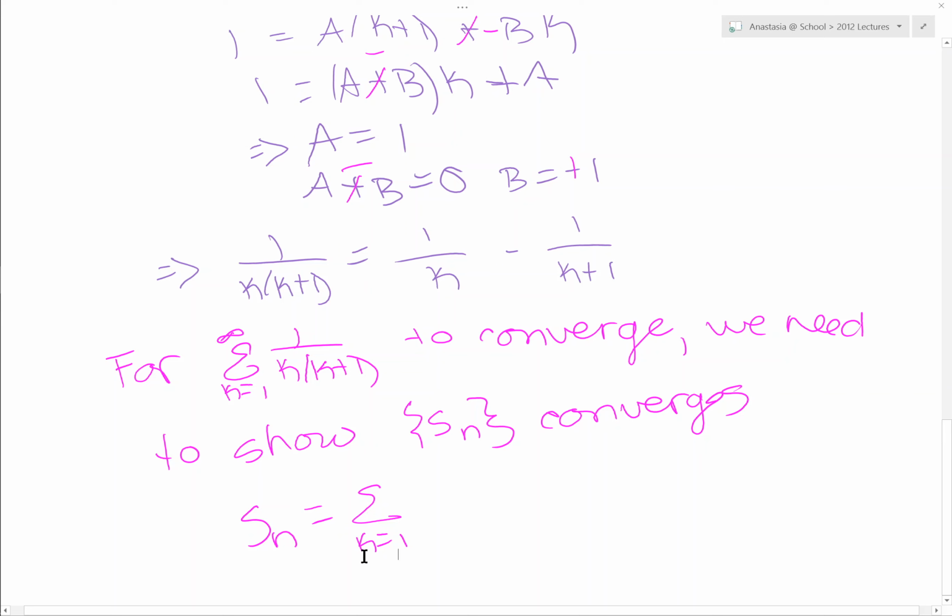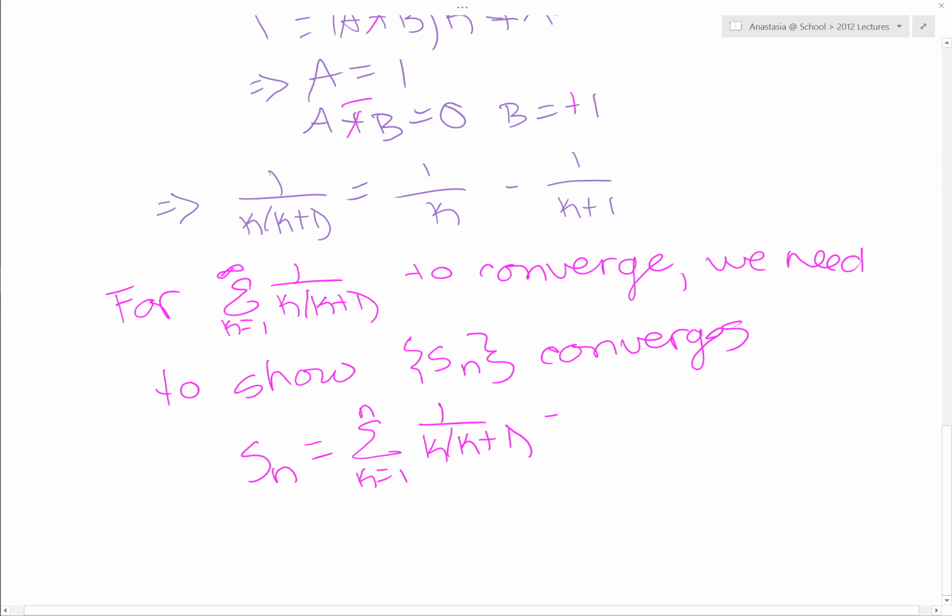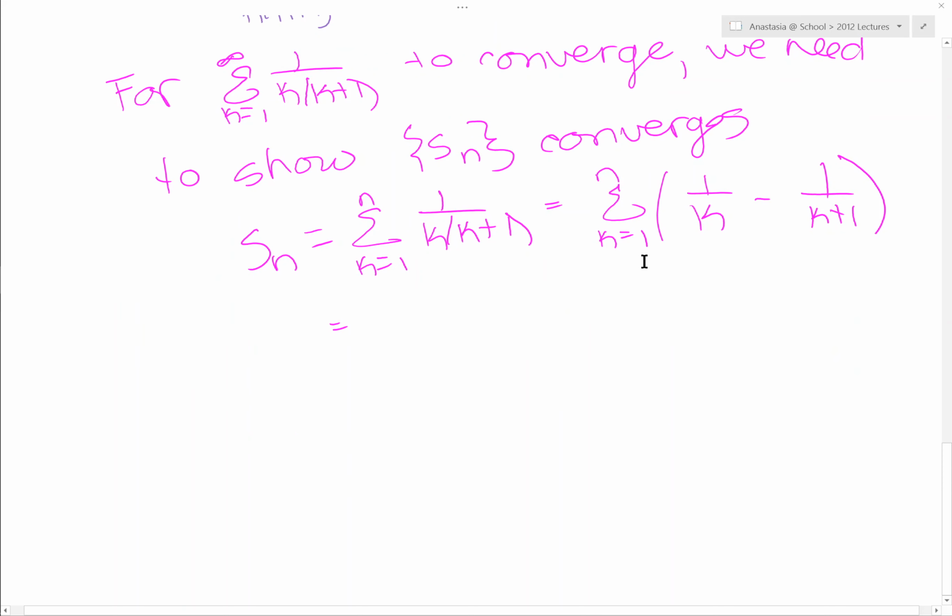comes from the sum of our series, k equaling 1, but we're going to stop at n instead of going off to infinity. So we have the sum from k equals 1 to n of 1 over k times k plus 1. If we use our partial fraction decomposition, this will be the sum from k equals 1 to n of 1 over k minus 1 over k plus 1. And now let's write out our terms. We're starting at k equals 1. That means we're going to have 1 over 1 minus 1 over 1 plus 1, or 2.